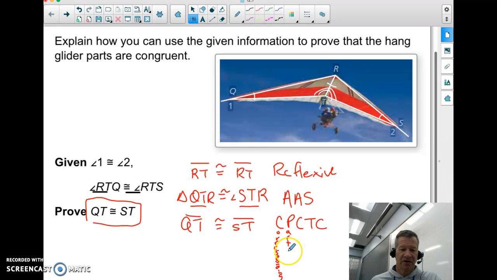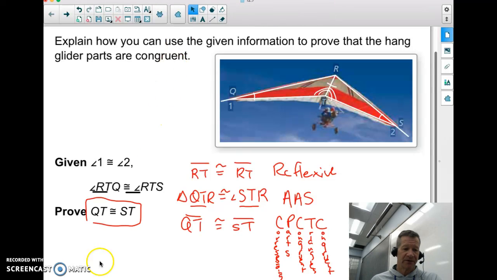parts of congruent triangles are congruent. So if the triangles are congruent, in other words, then all their parts are congruent. All their corresponding parts have to be congruent. So when we write that, that's what that means. Okay, good luck.